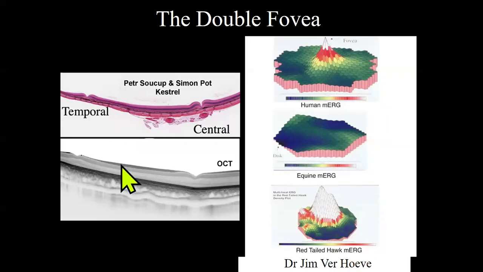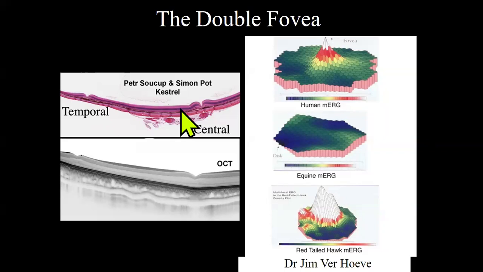Then it gets big again, and then many birds, let's just say some birds, including all of the diurnal, all of the daytime raptors, eagles, hawks, falcons, etc., have not one but two fovea in each eye. So this is a study that Peter Sukup and Simon Pot did, and they got these wonderful sections in which they sampled both fovea at the same time. And so this is just a good example of a double fovea in a kestrel in this particular example.